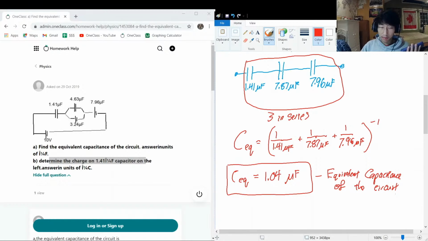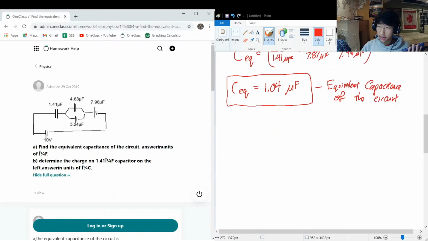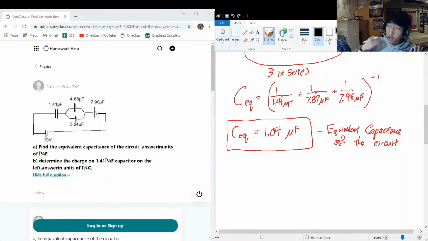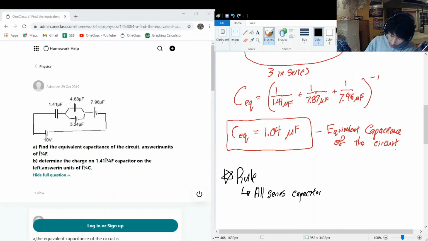Cool. Now we want to determine the charge on the 1.41 capacitor. And that's fairly simple because we know that the charge on series capacitors is always the same for all of them. Okay, so that's going to be a nice rule to keep in mind. All series capacitors have the same charge on them.